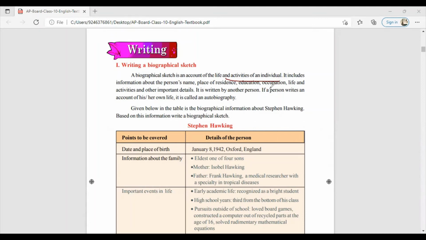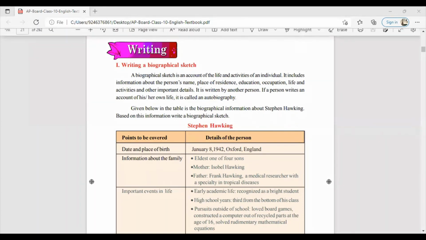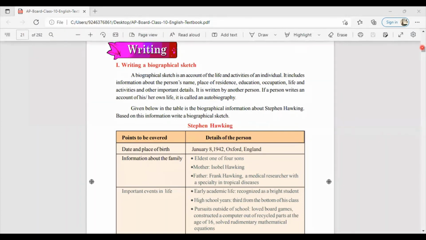So now this information includes a person's name, residence, the place where they live, education and occupation, life, activities, and other important details. So it is written by some other person. If it is written by themselves, it is an autobiography, as I told you. The autobiography is where you write about yourself, as Nick Vujicic has written.